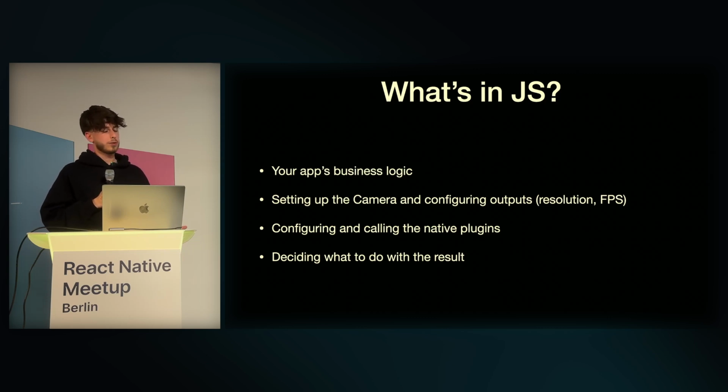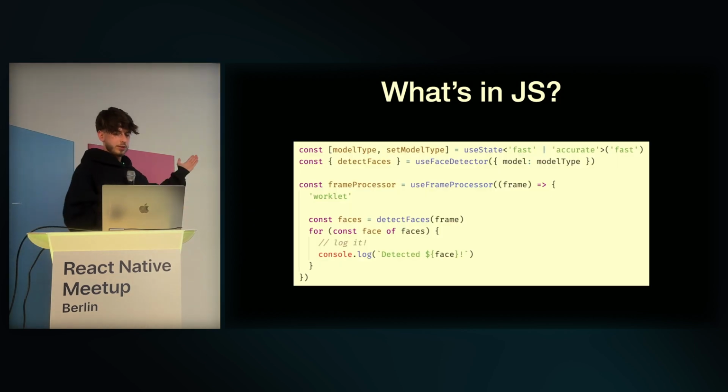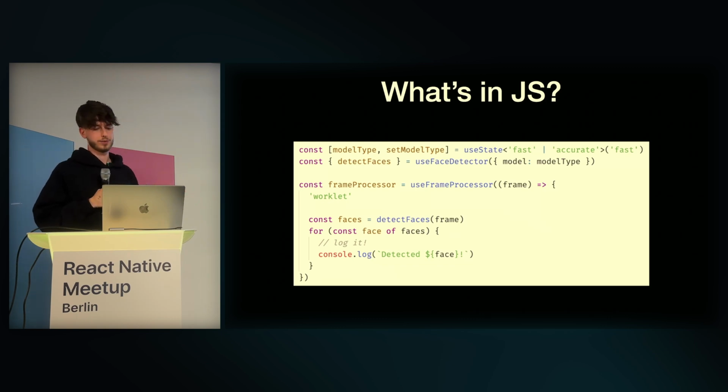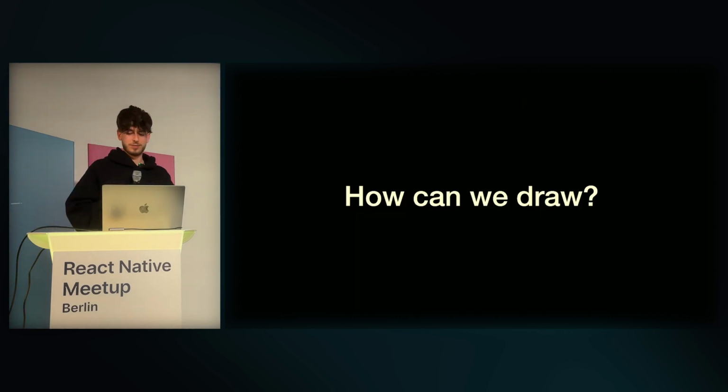And then we configure or initialize all of our native plugins. For example, we want to configure the face detector to be either a fast or an accurate model. And then we decide what to do with the result. So for example, here's a quick code example. We use the face detector, which is a library I'm going to link later. And then we can configure it to be either fast or accurate. And accurate would be a bit slower, but detects more faces. And then we just run the detect faces function in our frame processor, which is the function that gets called like 60 times a second, maybe 120 times a second. And then we decide what to do with the results, which in this case is just log all of the faces to the console.